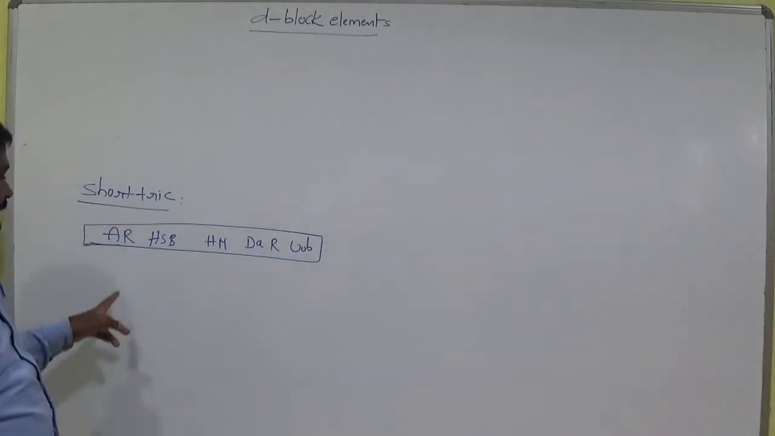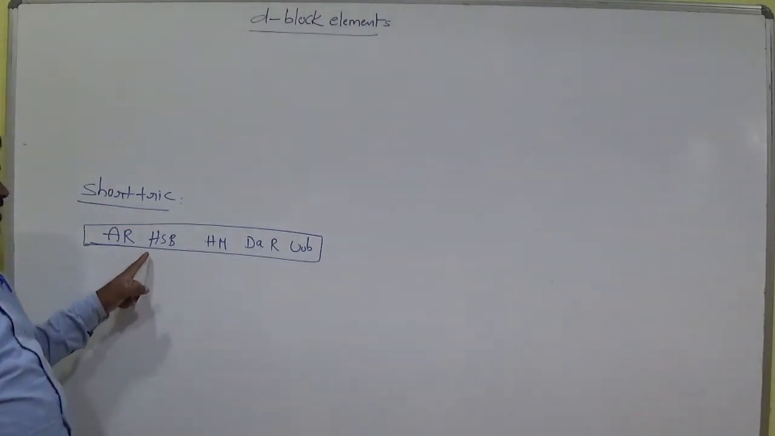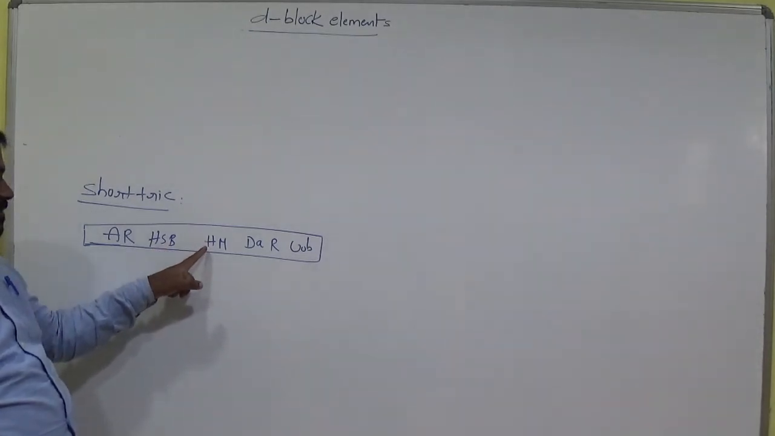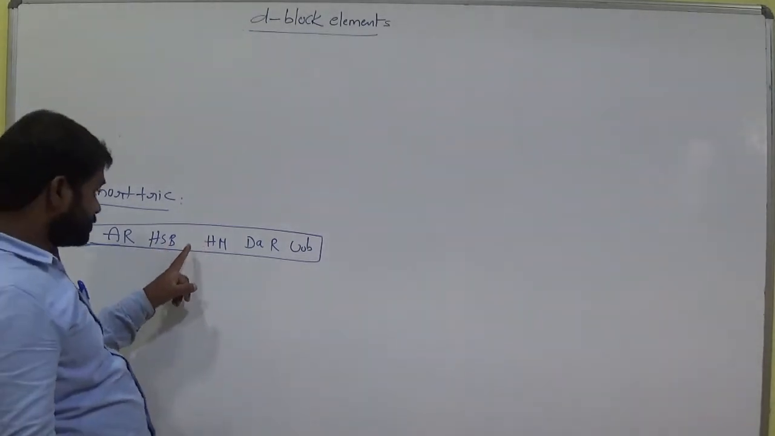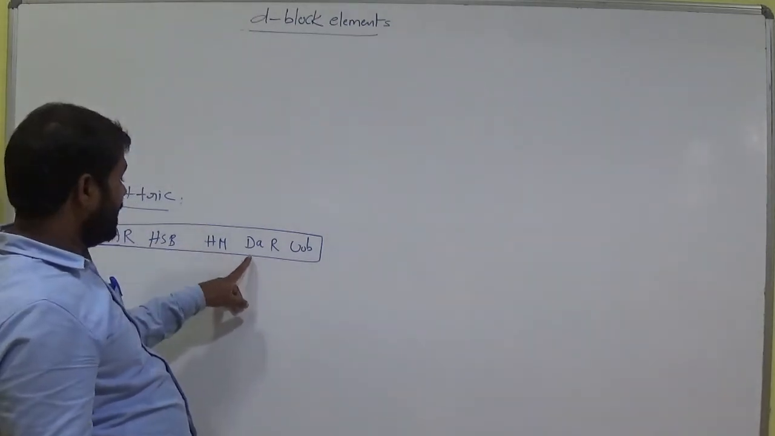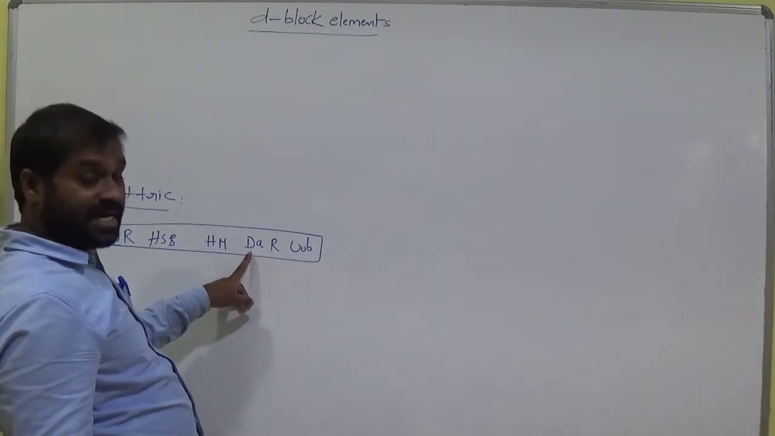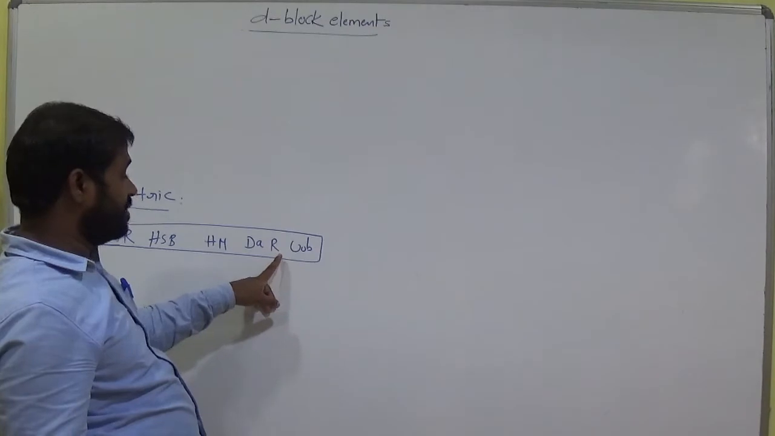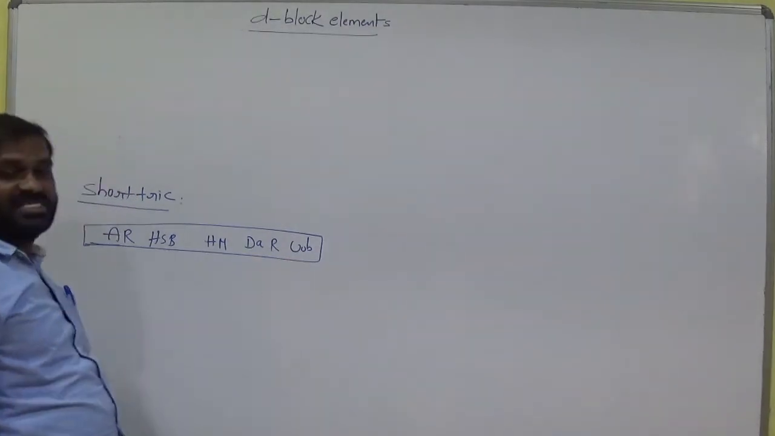Actinium, rutherfordium, hafnium, seaborgium, bohrium, and H means here hassium, meitnerium, and darmstadtium, and R means here roentgenium, and copernicium. Okay, this is the order.